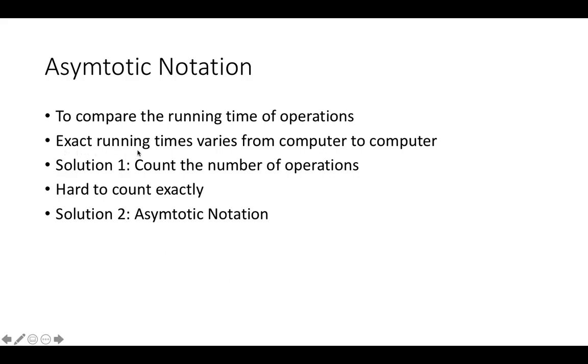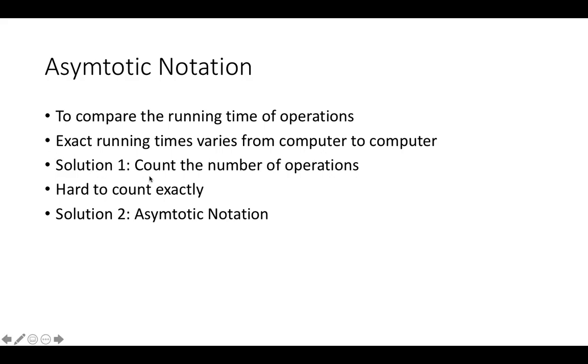Why? Because the exact running times vary from computer to computer. You can go to a fast computer and run the algorithm, it takes 2 seconds. You go to a slow computer, it takes 5 seconds. So you cannot really compare algorithms by saying this algorithm takes 2 seconds, because this depends on the computer, this depends on how fast the processor is. So this is not a good solution to tell me that this algorithm takes this time.